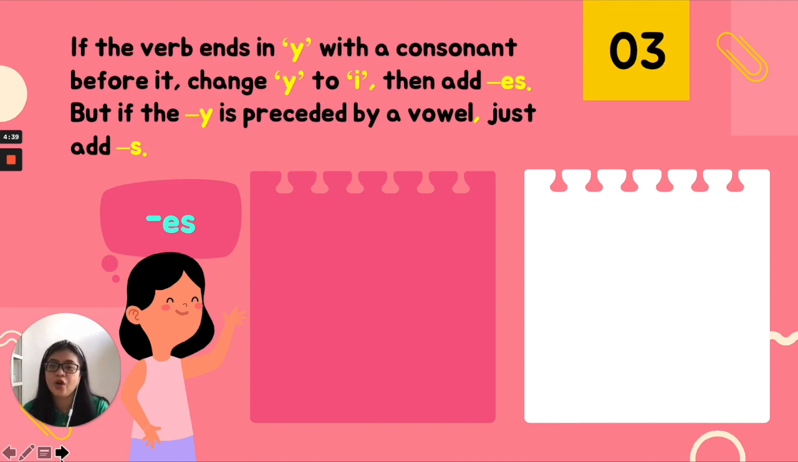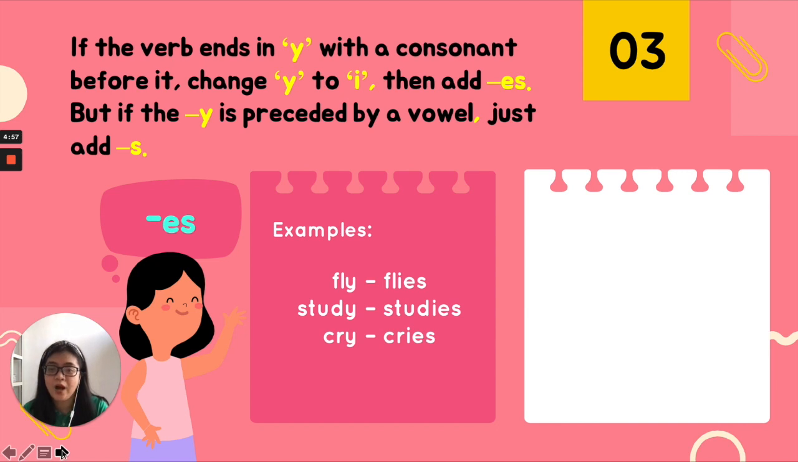Now, if your verb ends in y with a consonant before it, like for example the word fly, change y to i, then add es. Like this one: fly, flies; study, studies; cry, cries.